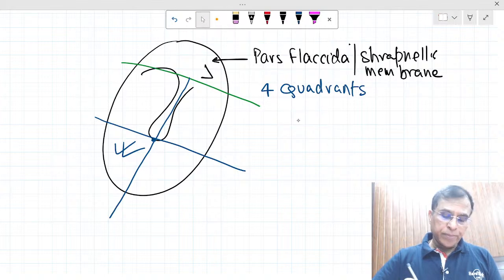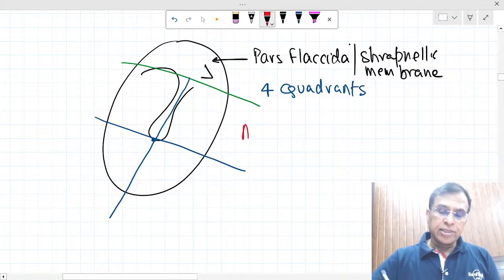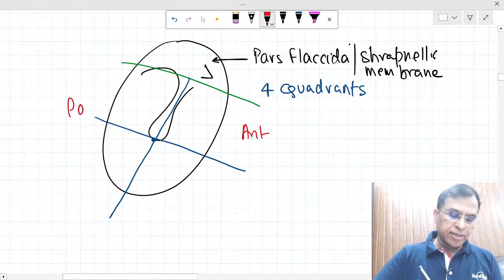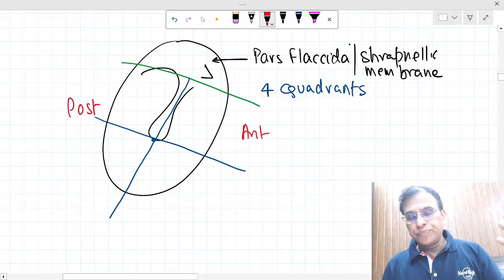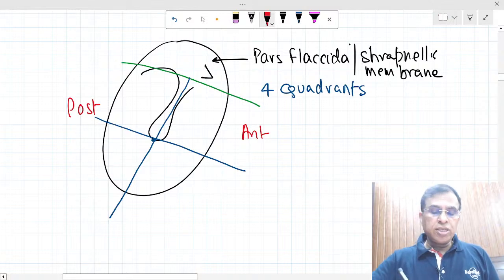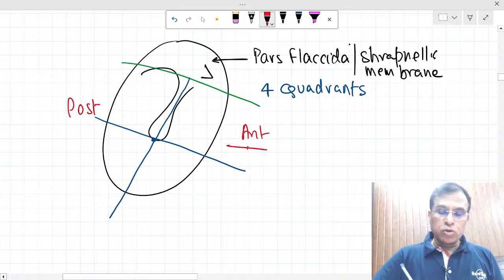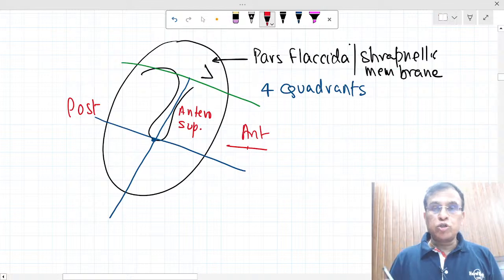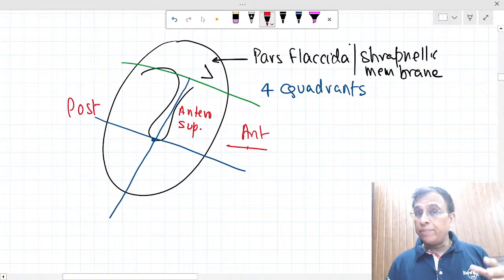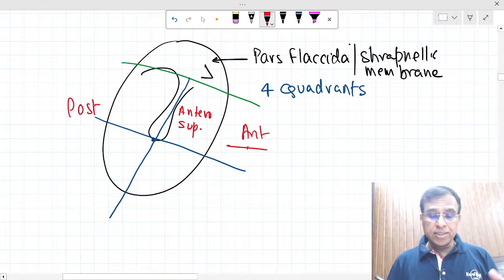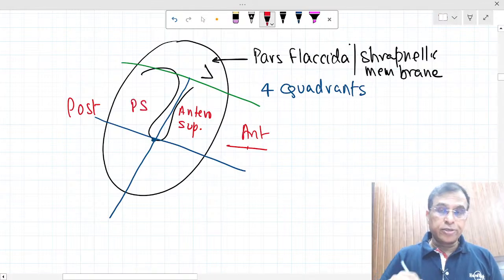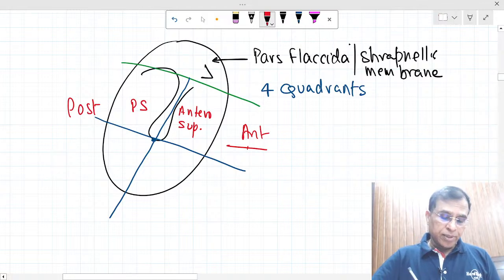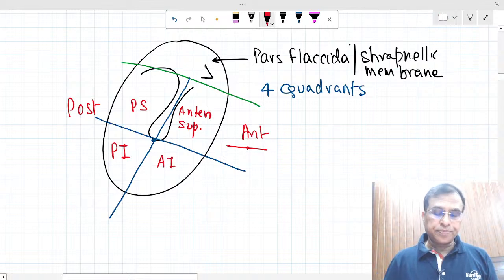Now assuming that this is the anterior end and this is the posterior end, and upper is of course superior and lower is inferior. So this quadrant, which is anteriorly and superiorly, is called the anterosuperior quadrant. Such a logical name, anterosuperior quadrant of the tympanic membrane. The one behind this becomes the posterosuperior quadrant. Below this one is the posteroinferior quadrant, and this is the anteroinferior quadrant.